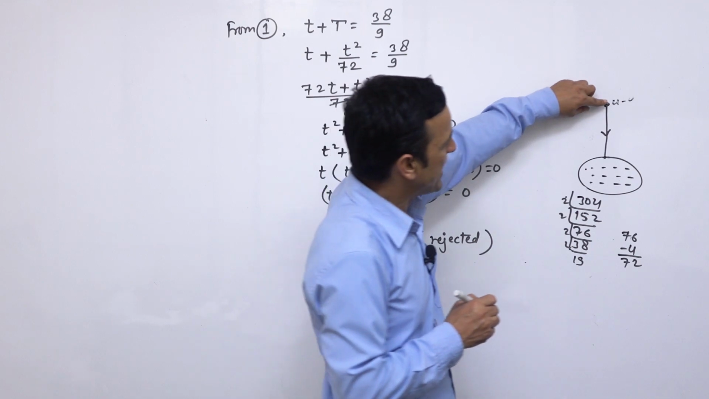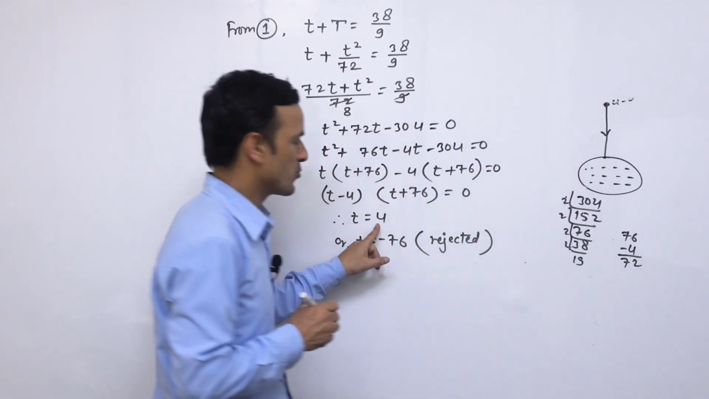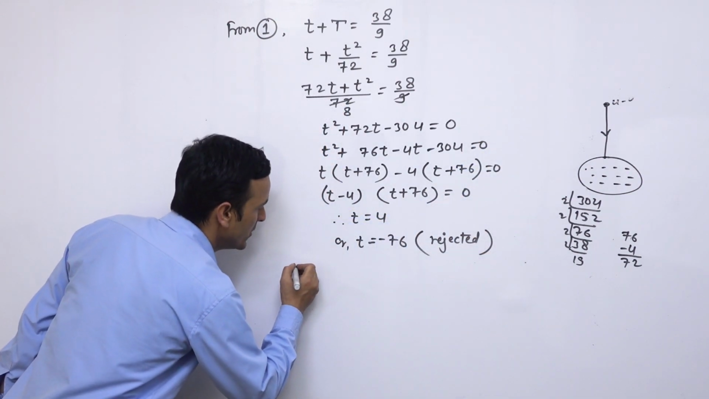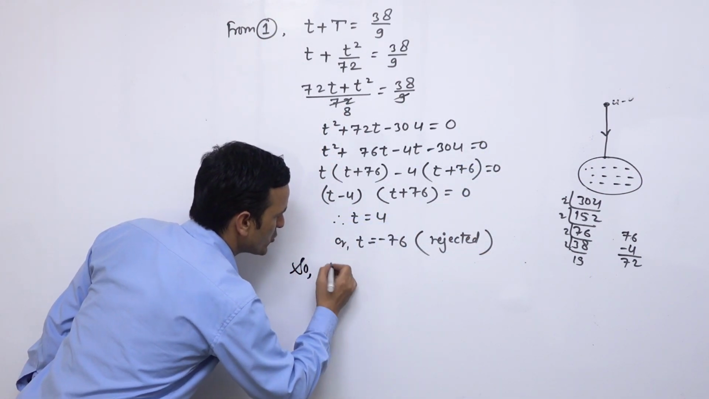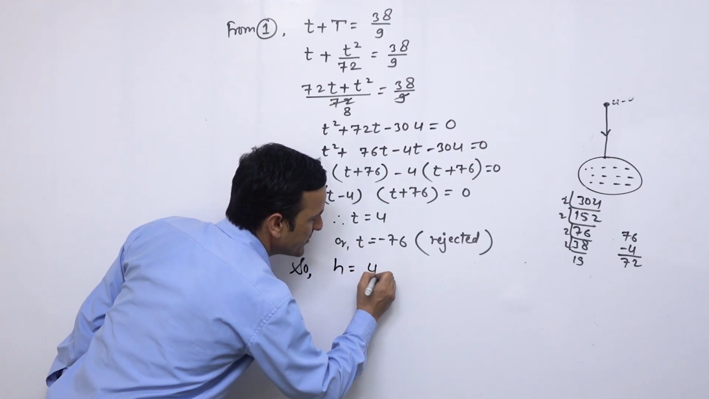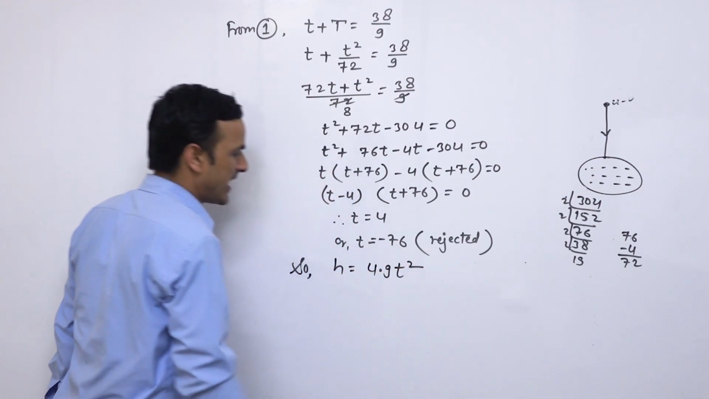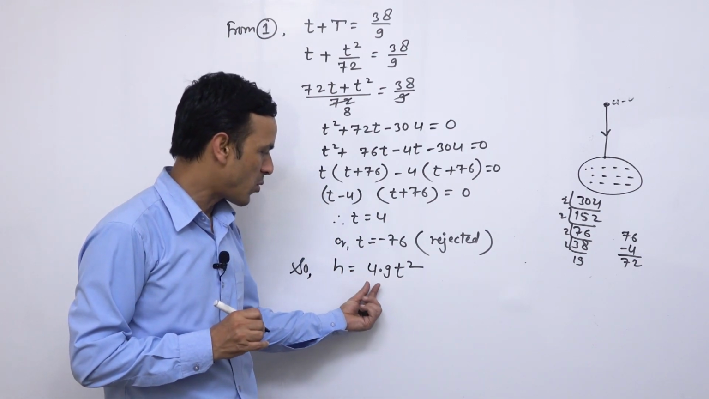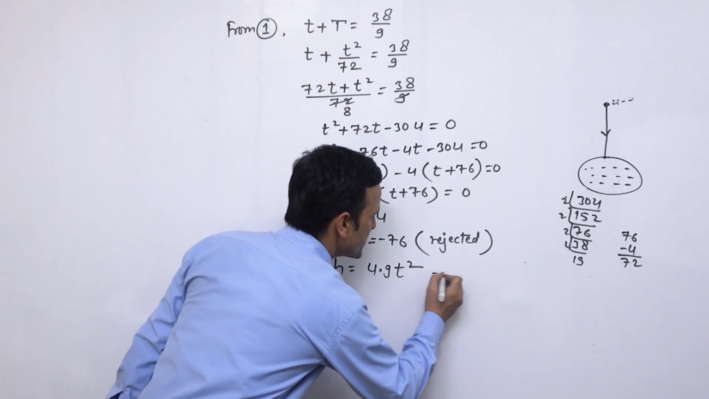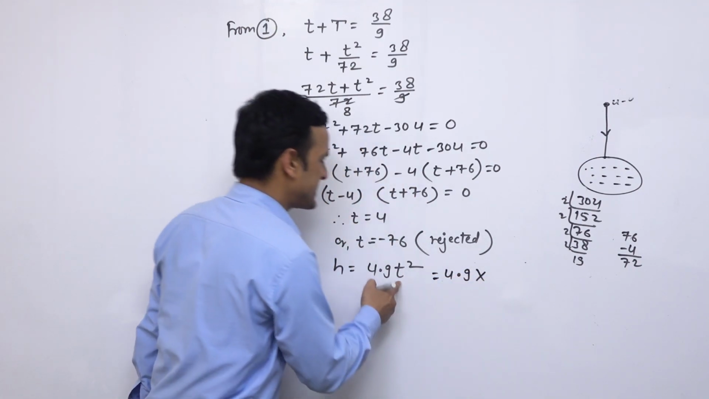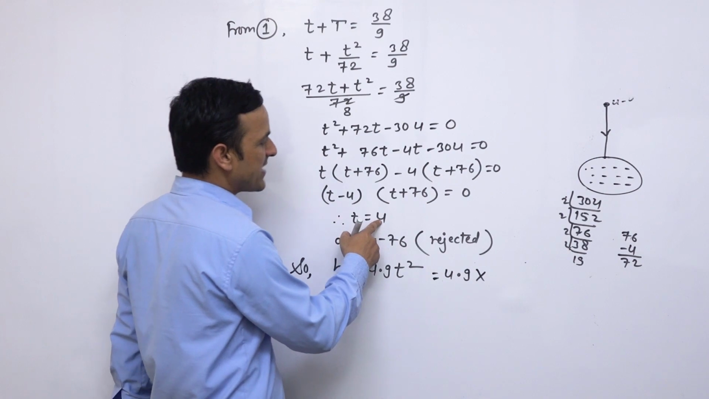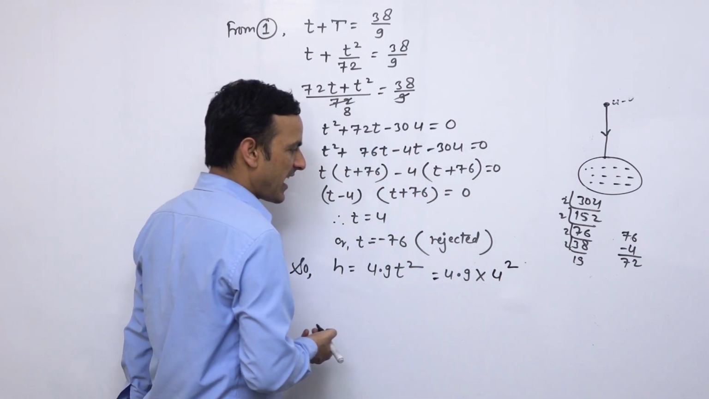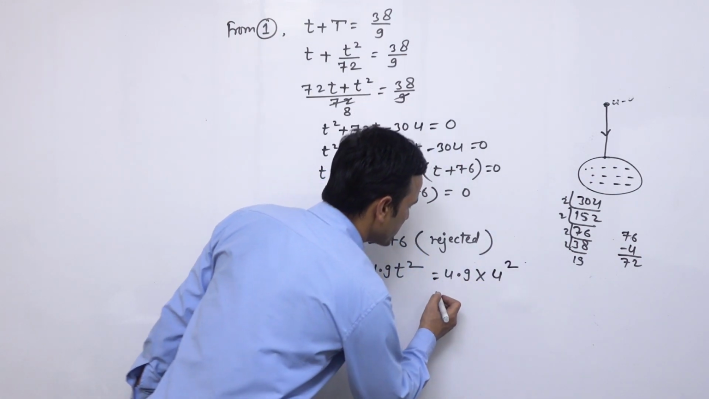The time taken by the stone to drop from here to here is 4 seconds. Based on this, we can find the depth of the well. So h is equal to 4.9 t square. We have this result, which we derived earlier, 4.9 t square. In this equation, if you substitute the value of t, the time taken is 4, that's why it is 4 square. And if you solve it, then we'll get the result.